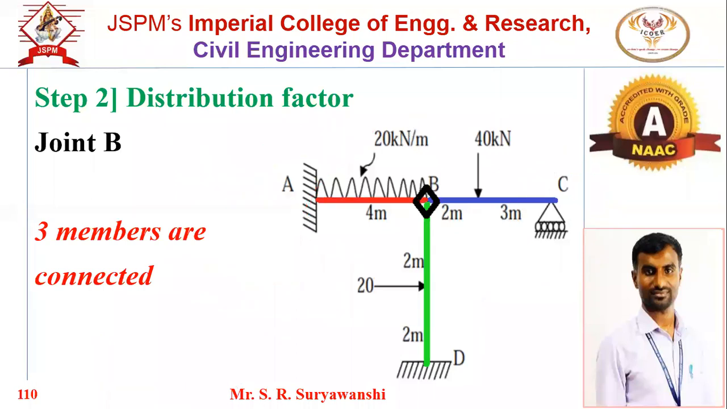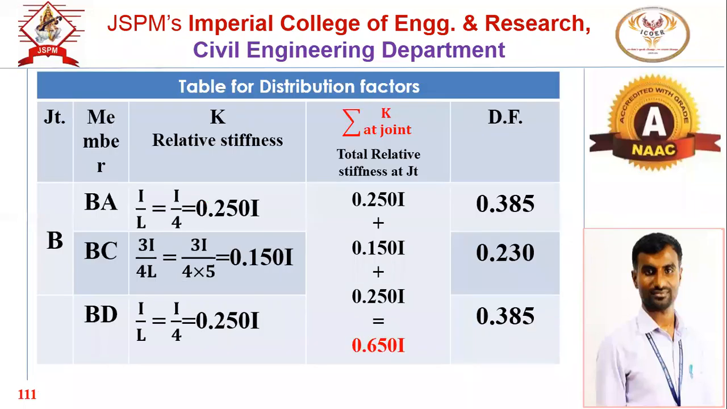So we have to prepare the table format. So this is the table format. At joint B, there are 3 members connected: BA, BC, BD. For BA, relative stiffness is given by I by L. L is 4, so that's why 0.25 I. Then that of BC, C end is simple or roller, so relative stiffness is given by 3/4 I by L. L is 5, so 3/20, that will be 0.15 I. Whereas BD, I by L, L is 4, so I by 4, it is 0.25 I.